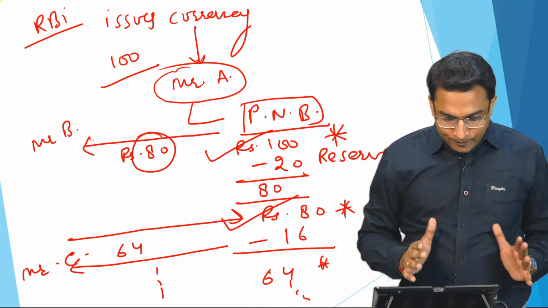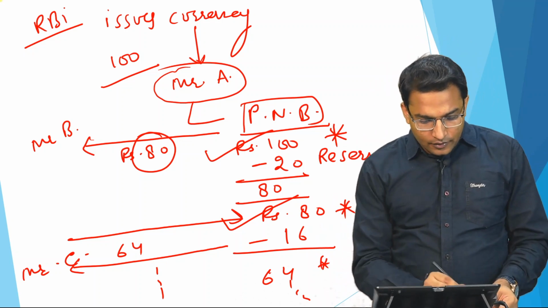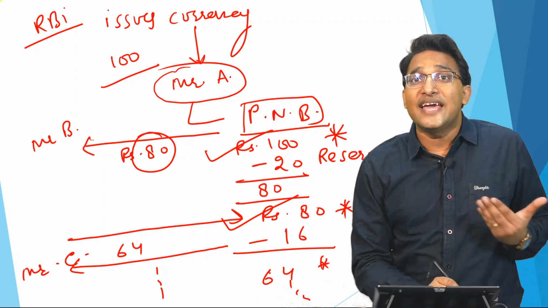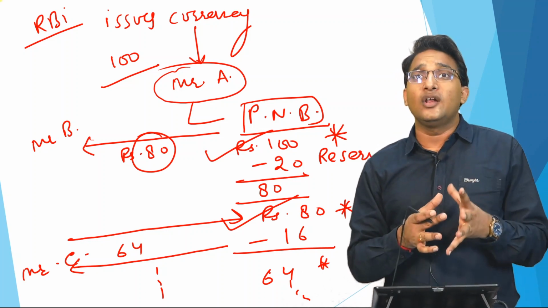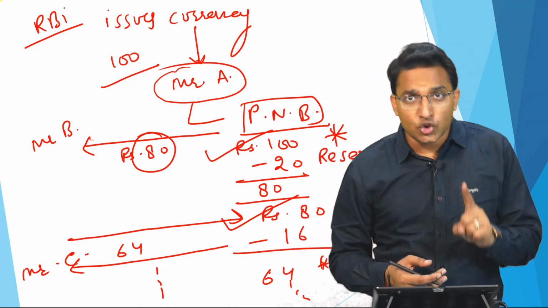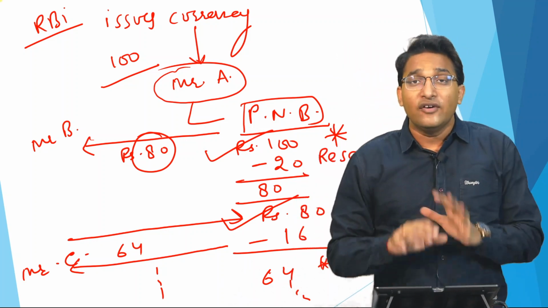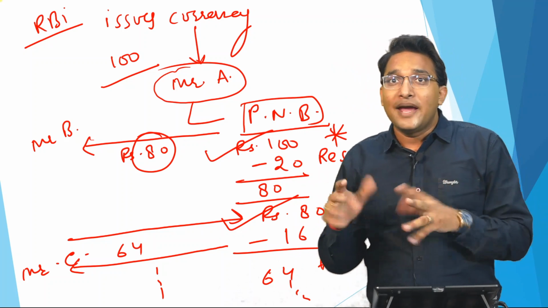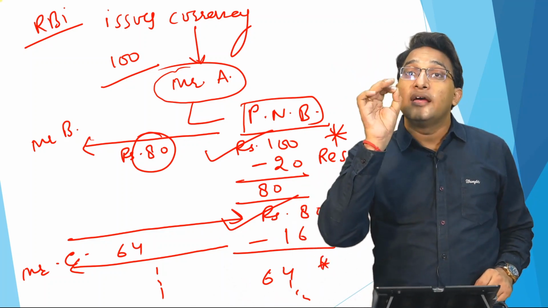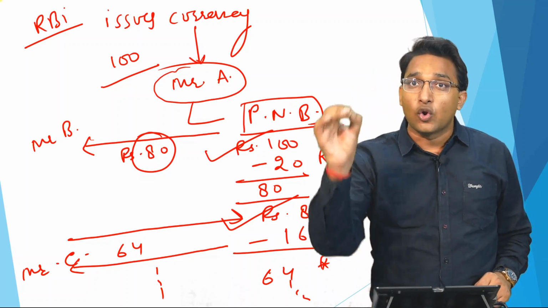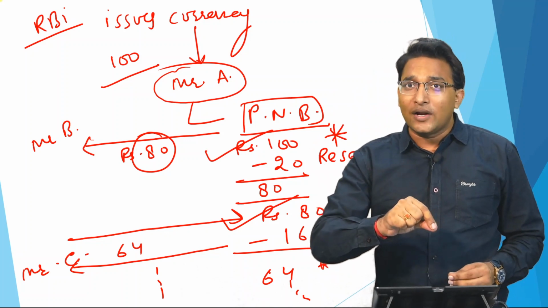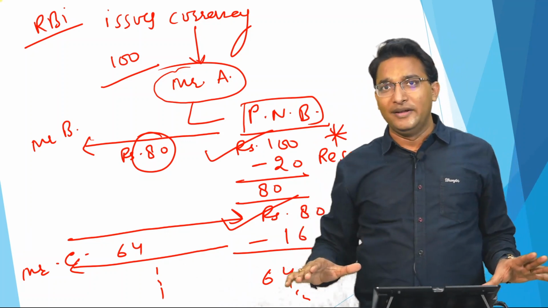So now, if Mr. C has to get a loan, when will Mr. C get a loan? Mr. C will get a loan only when Mr. C requires a loan. He goes to the bank and asks for the loan. If Mr. C does not ask for the loan, the bank will not give the loan. So banking habit actually plays an important role in the money multiplier mechanism. If Mr. C will not ask for the loan, no loan will be given.